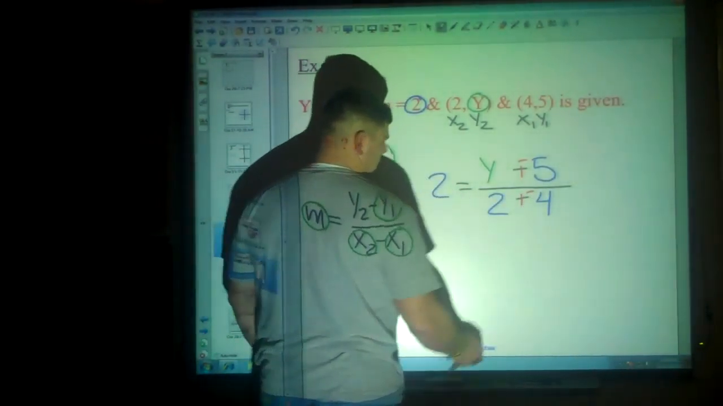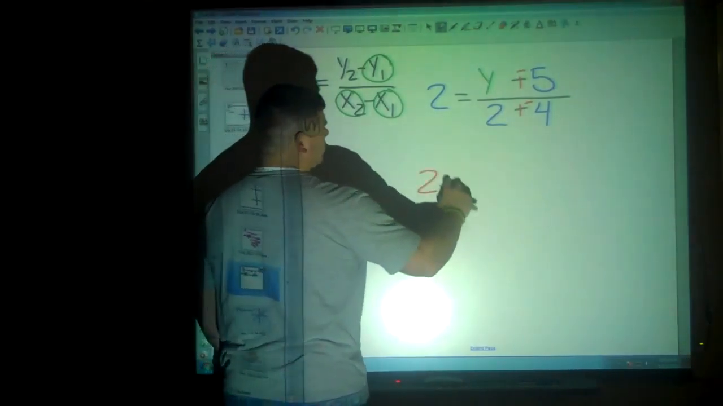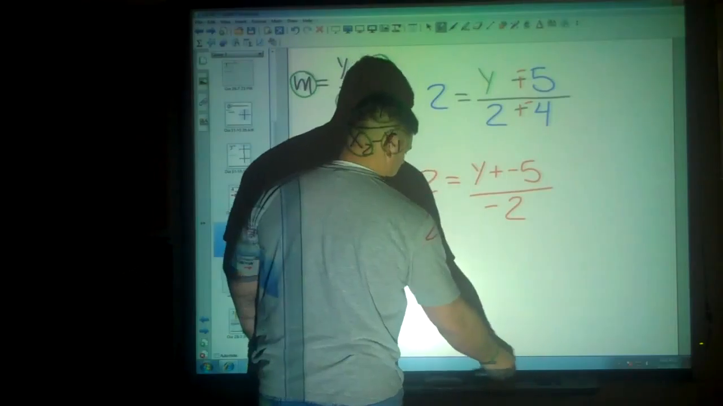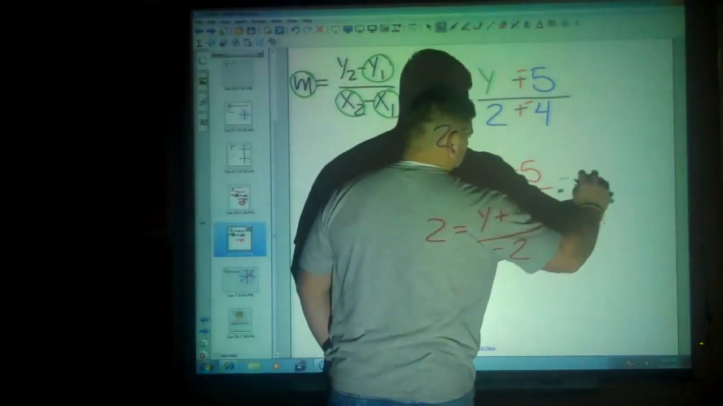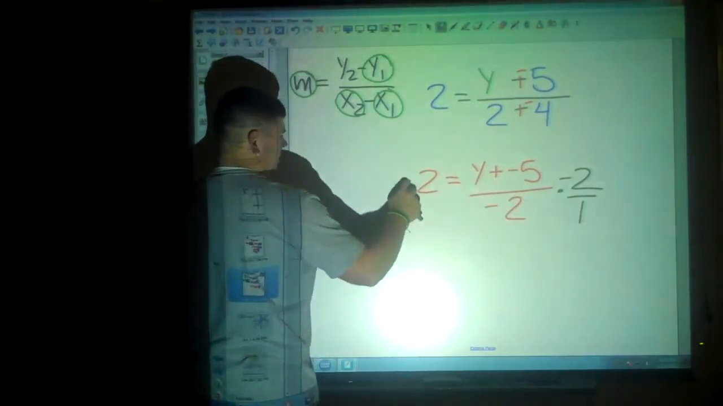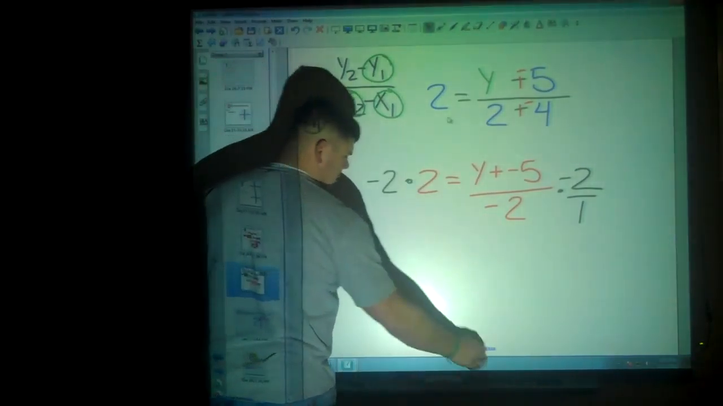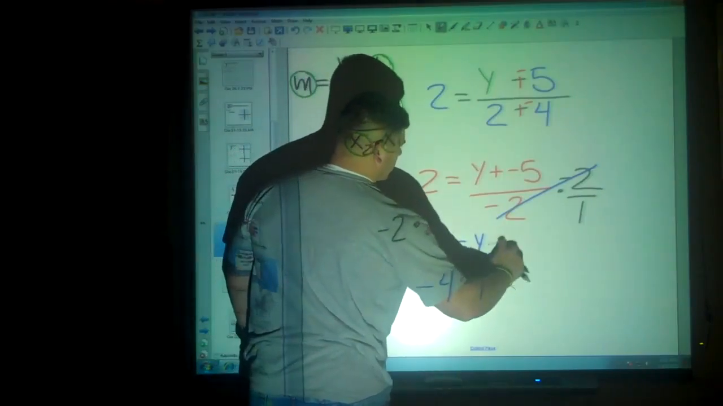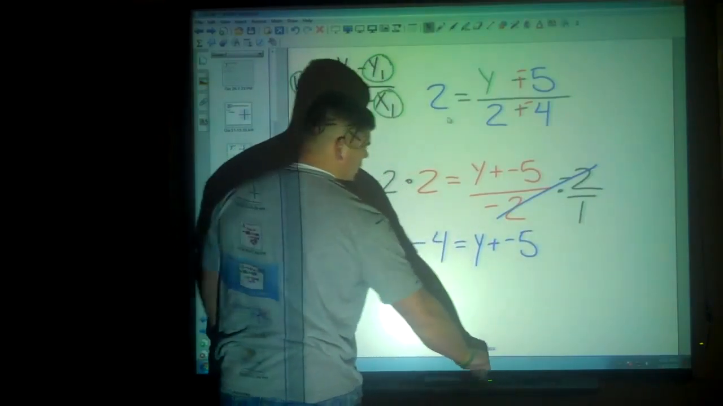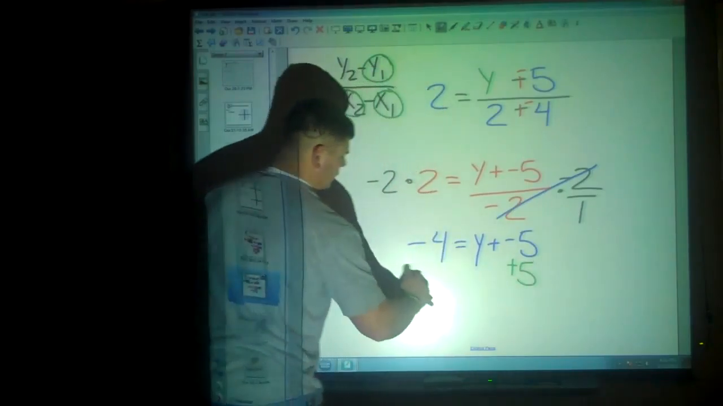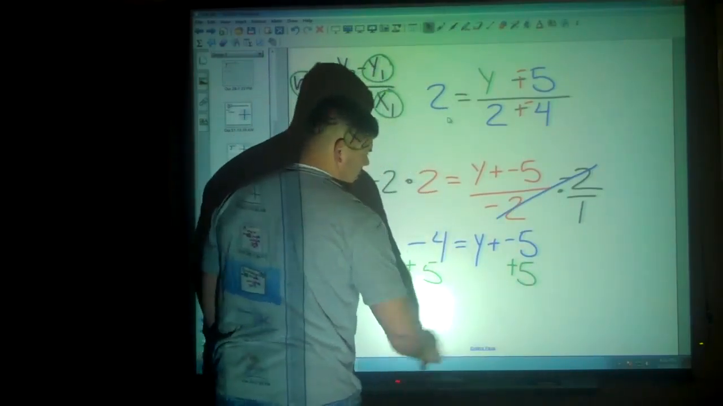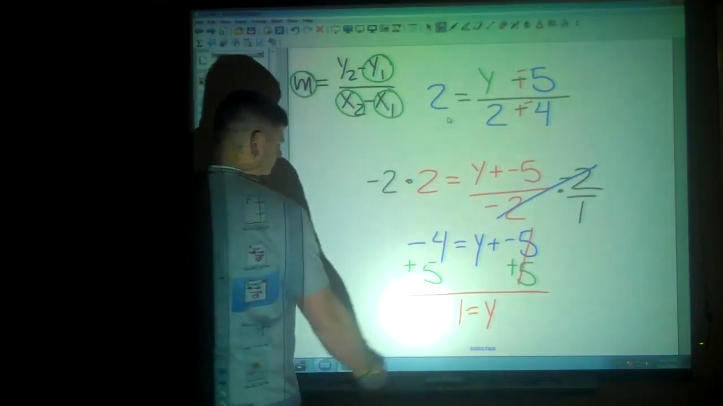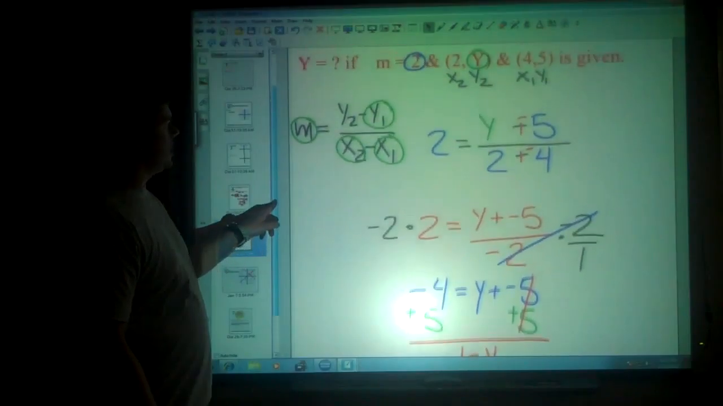Plus negative, and I end up with 2 is equal to y plus negative 5 over negative 2. Multiply both sides by negative 2 over 1 to cancel out that negative 2. And you end up with negative 4 is equal to y plus negative 5. Add 5 to both sides. And 1 is equal to y. So the piece that I'm missing is a 1.